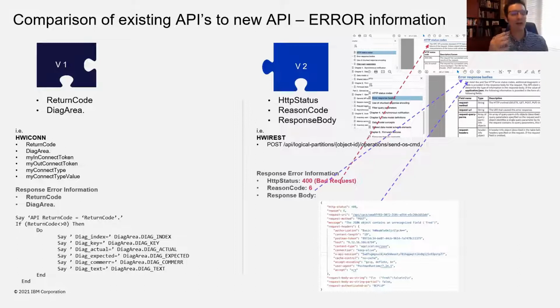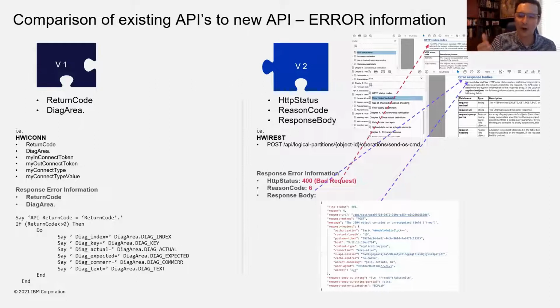So we don't have a return code per se. We have HTTP status codes, right? And those HTTP status codes correspond to normal HTTP status values. So for example, a return code 0 in version 1 would be analogous to an HTTP status value in the 200 range. 200 means good, right? It means okay. It means it was acceptable.